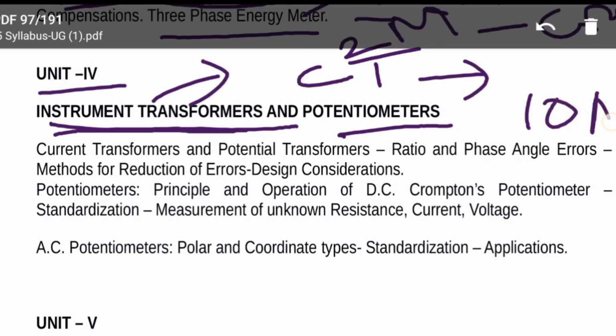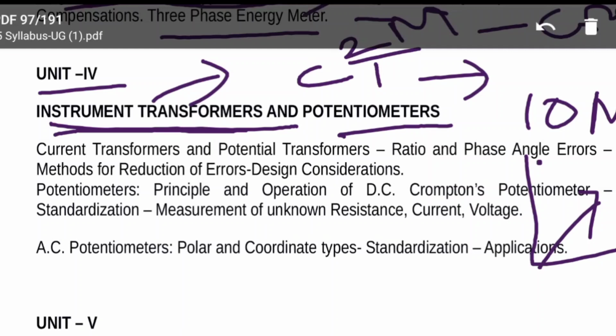phasor diagram. Already phasor diagram of CT, you can know that by extending the no load current, that is no load current, equivalent circuit also important. To draw the phasor diagram, you must consider equivalent circuit. It is a very large question. 10 marks questions will come from CT and PT.